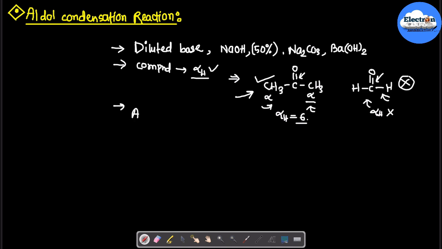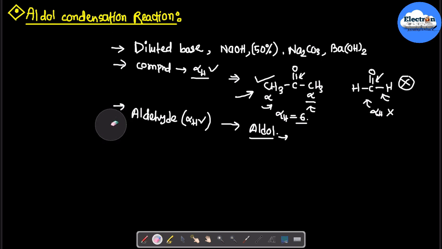Any aldehyde or ketone with an alpha hydrogen atom will respond to the reaction and form a compound named aldol. By this compound's name, the reaction is called aldol condensation. Okay, now I will give you a definite example. Let me erase this.